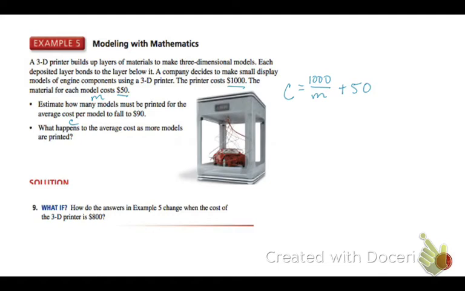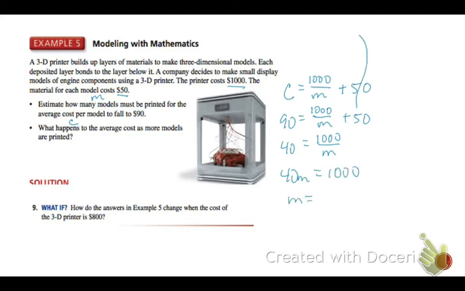And now we want to estimate how many models must be printed for the average cost to fall to $90. So let's go ahead and replace C with 90. And then we've got our cost of the printer divided amongst the models plus that $50. So solving for M, we can subtract 50, multiply by M, so we get 40M equals 1,000.